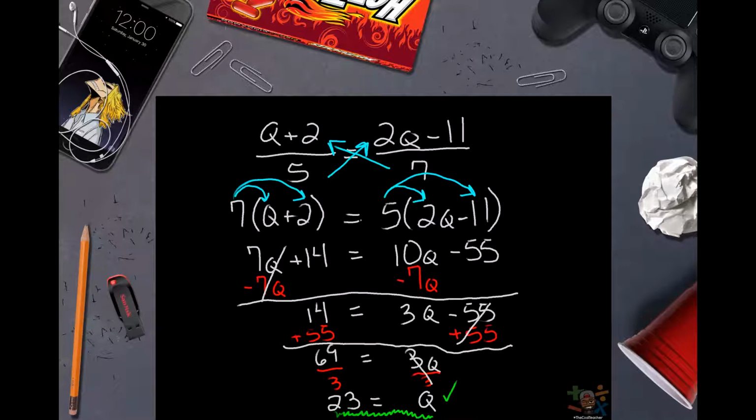Alright? But I just wanted to go ahead and do part 2 because I know how confusing this looks. But actually, it's not that confusing at all.